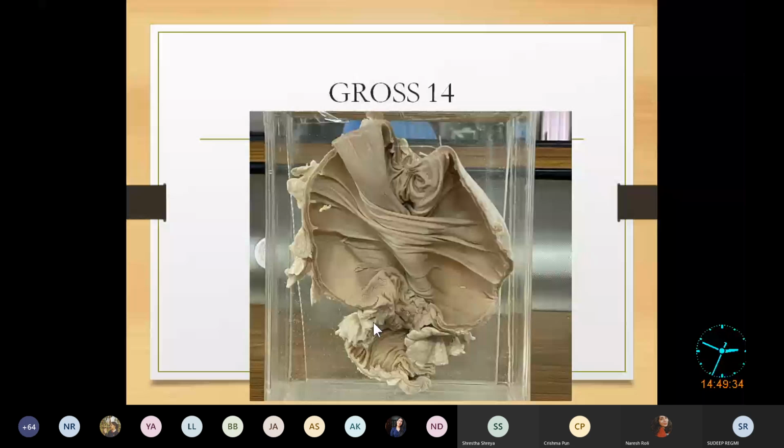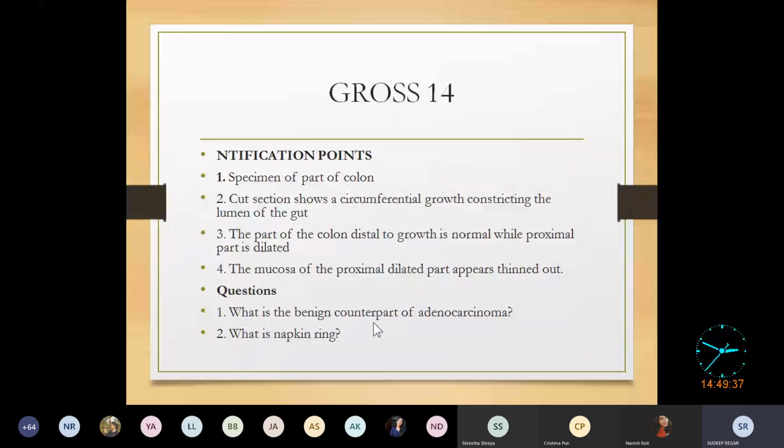carcinoma colon. So you should write: this is the specimen of a part of a colon showing circumferential growth constricting the lumen of the gut, and the part of the colon distal to the growth is normal, while the proximal part is dilated, and the mucosa of the proximal dilated part appears thinned out. Why is it thinned out?